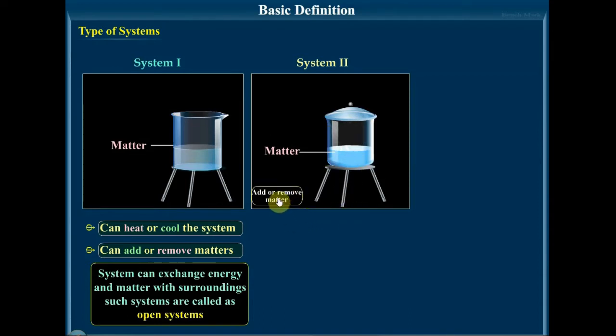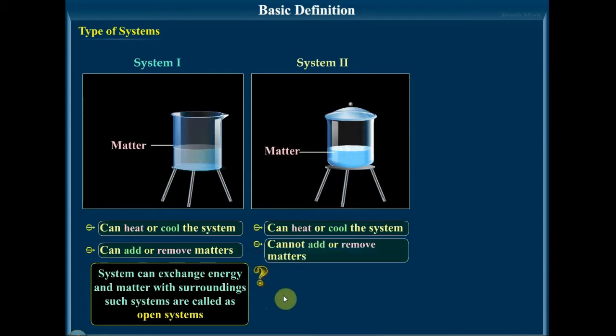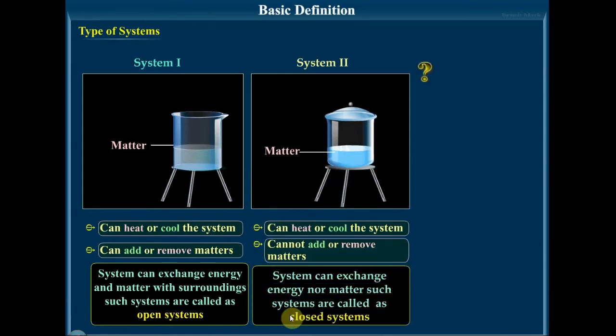Add or remove water. What can you see there? Matter cannot be removed because it is kept closed. So in this system 2, can heat or cool the system. That is possible. Cannot add or remove matter because it is kept closed. System can exchange energy but not matter. There's a mistake there, children. System can exchange energy but not matter. Such systems are called closed system.